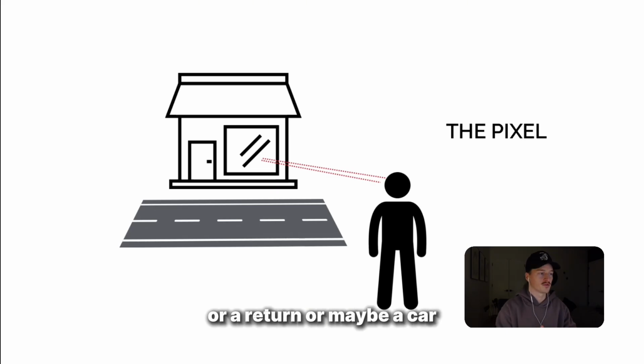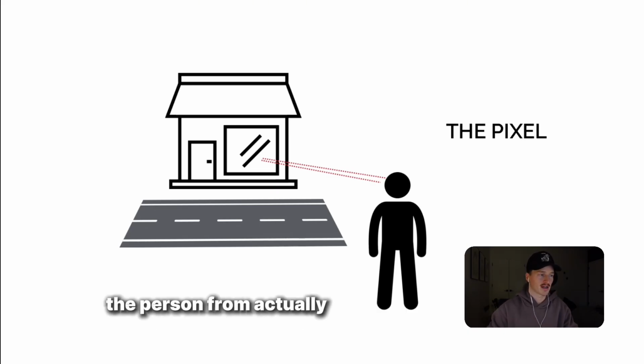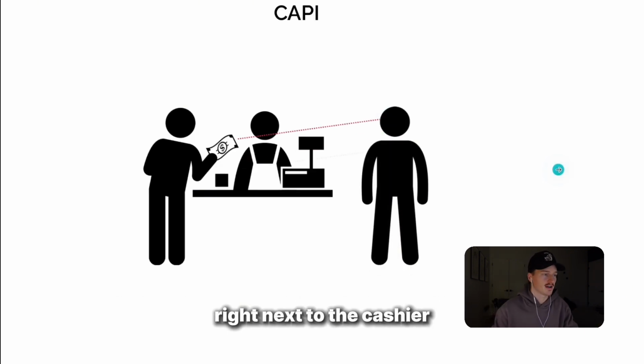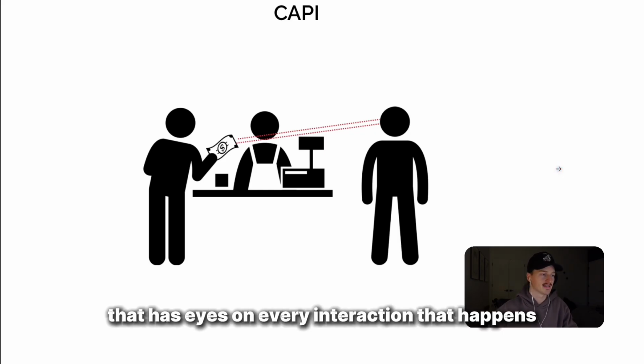Or maybe a car drove in front of the road and it stopped the person from actually seeing that conversion happen. This is exactly what the Pixel is. So now, Conversions API is like putting someone right next to the cashier that has eyes on every interaction that happens inside of the store.